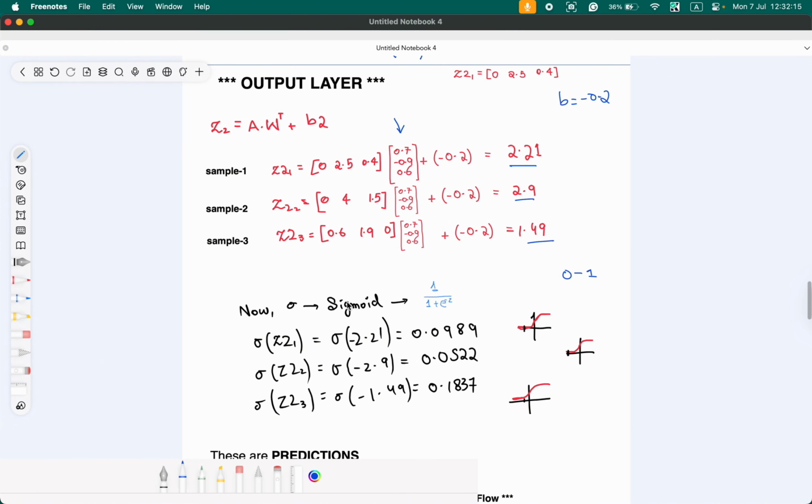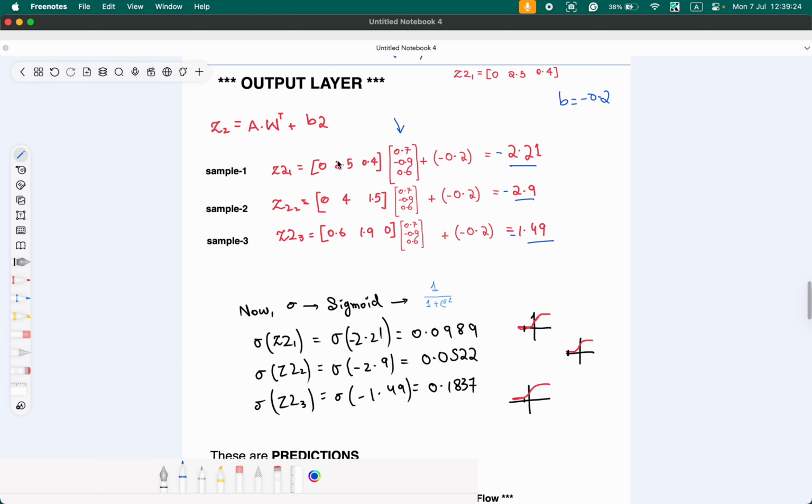So we applied the sigmoid function on each of these numbers. So sigmoid of Z21 will be sigmoid of minus 2.21. I'm sorry, I just had to write a minus sign here, so while writing I forgot to put a negative sign here. Otherwise all other calculations are correct.